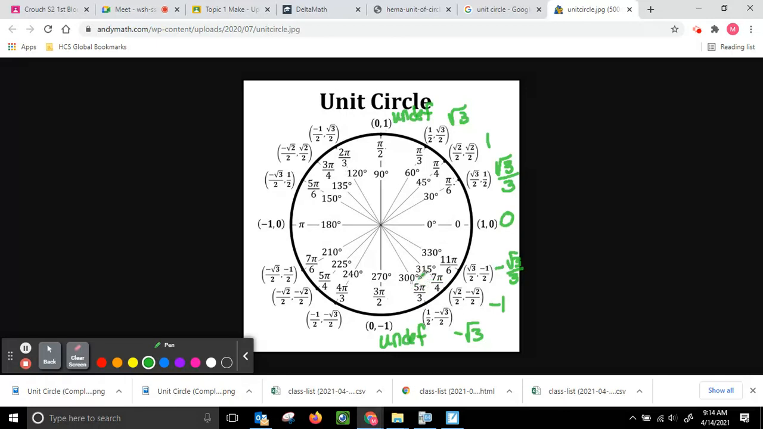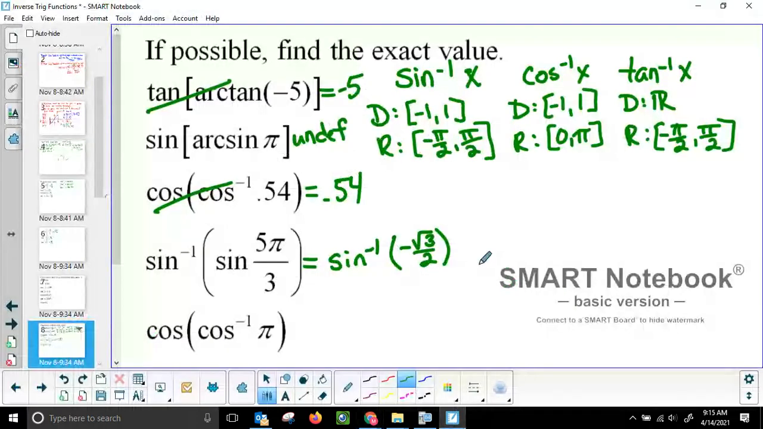No. What do I have to call it? Not just pi over 3. What is it when we go this direction instead of this direction? Negative pi over 3. Absolutely. So this equals negative pi over 3.